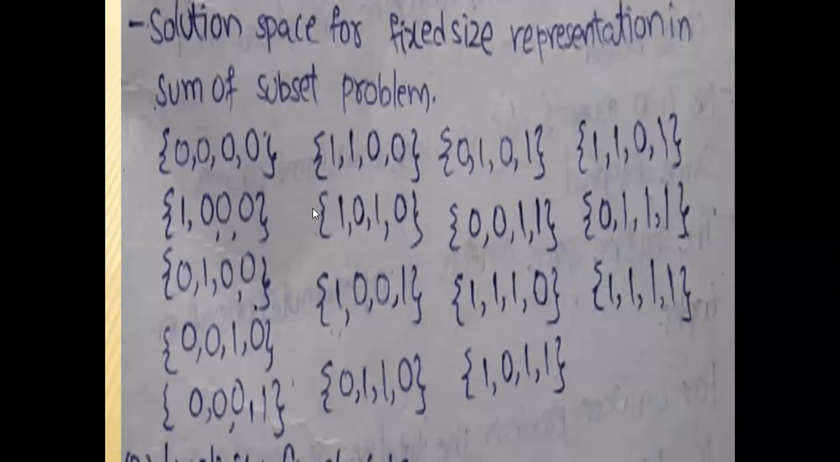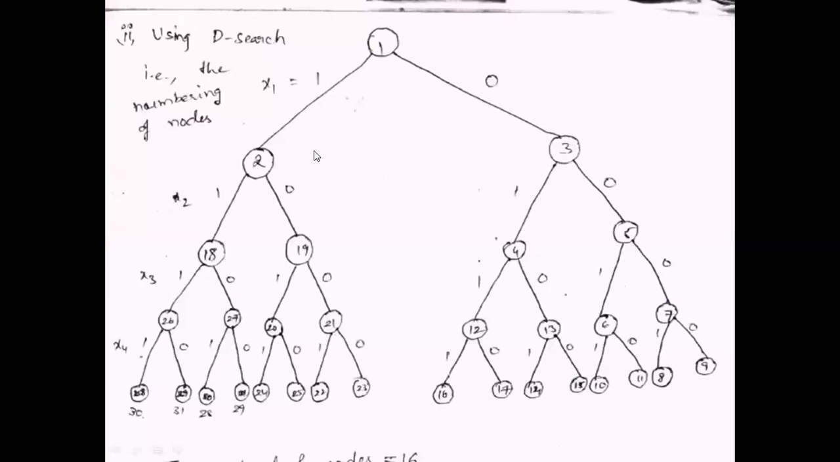The 16 possible solutions are represented by the solution space tree. Here it is the solution space tree. The first level represents x1, the second level represents x2, the third level represents x3, the fourth level represents x4. Every path from root node to leaf node represents one possible solution, that is x1 equal to 1, x2 equal to 1, x3 equal to 1, x4 equal to 1. So totally 16 leaf nodes.